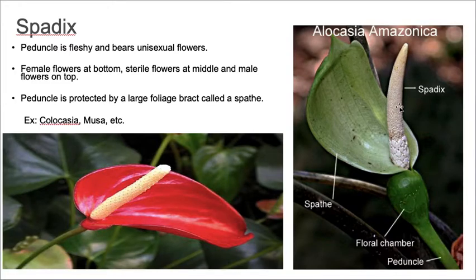Again, I'm telling you, this peduncle is fleshy, and it bears unisexual flowers. This is point number one. And in the arrangement of unisexual flowers, at the bottom female flowers will be there, at the top male flowers will be there, whereas in the middle you can see sterile flowers. The most important point, this inflorescence is protected by a snake hood like structure. See, it looks like a snake hood only. This snake hood like structure is called the spathe. Presence of spathe is one of the characteristic properties of the spadix inflorescence. Okay, the best examples for this are colocasia and musa. So these are the best examples.